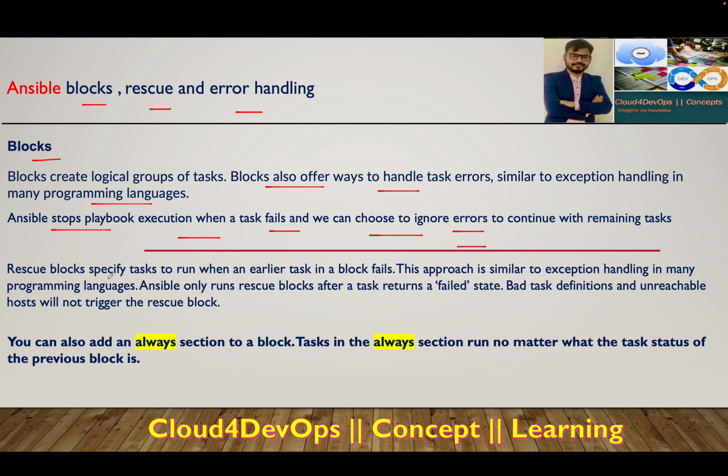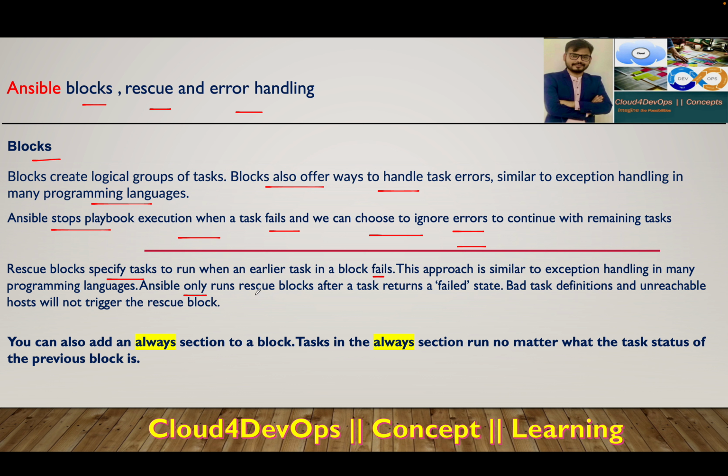Rescue blocks specify the tasks to run when an earlier task in the block fails. Coming back to the programming language background, if you are doing try, catch, exception, then the exception block will only execute if the try block fails. If try has been executed successfully, then the exception block will not execute. That's what the rescue block is here. This approach is similar to exception handling in many programming languages.